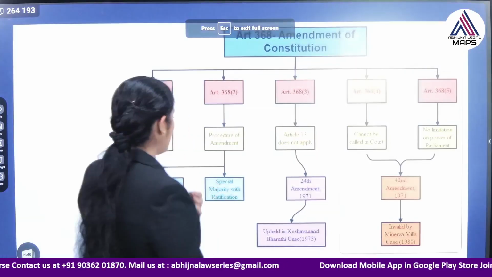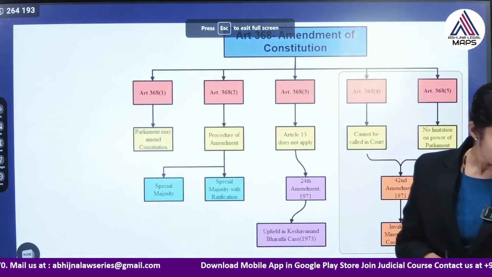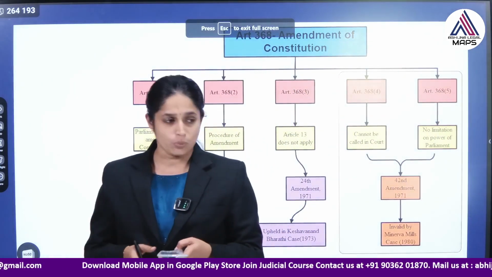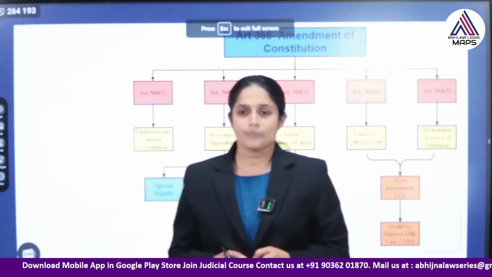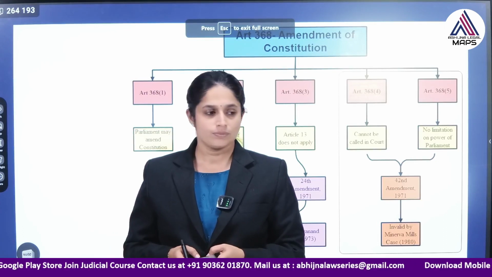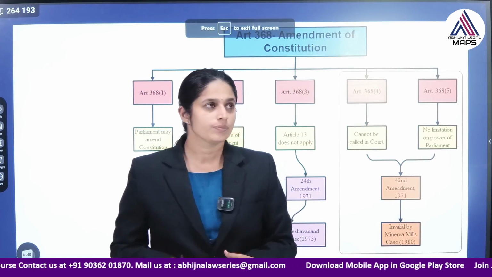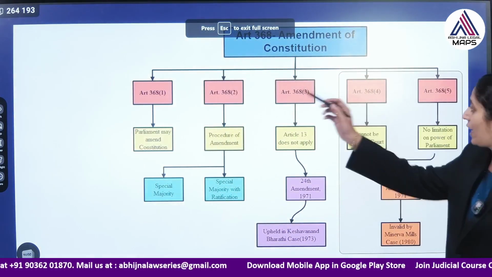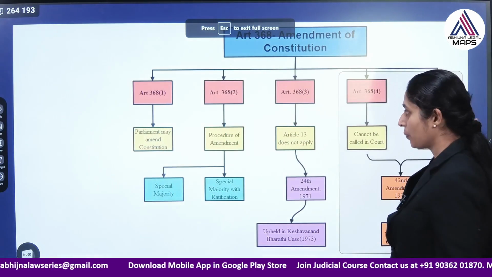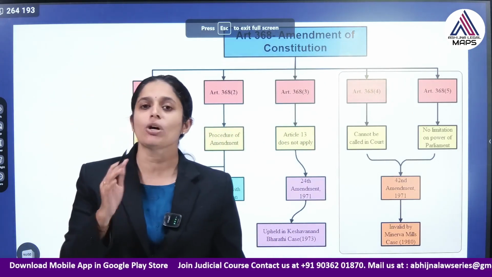Okay. So, when we see that, 368 has 5 divisions, it has 5 sub parts, we can say sub articles also. So, what does this actually say? We have to understand them one by one, one after the other. So, first Article 368(1), 368(2), 368(3), 4 and 5. Article 368(1) says that it gives the power to the Parliament to amend the Constitution.